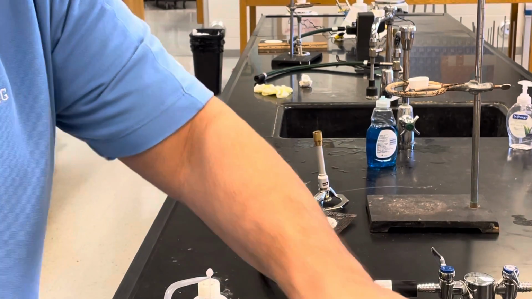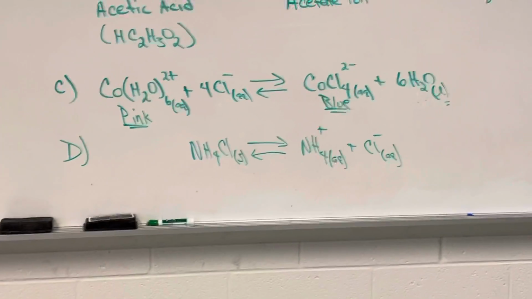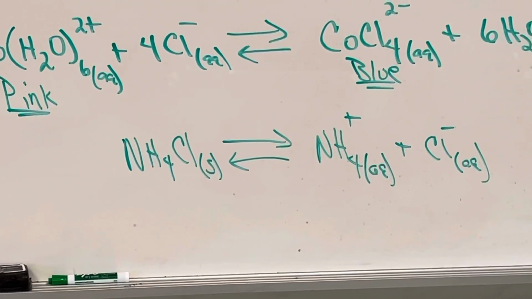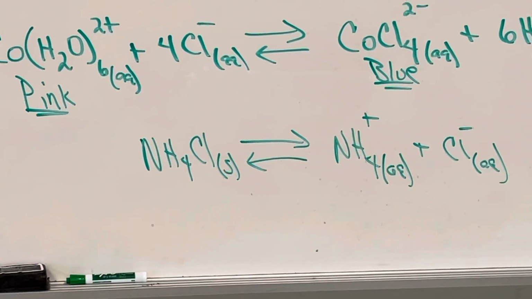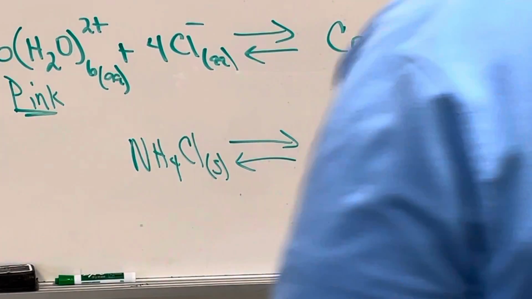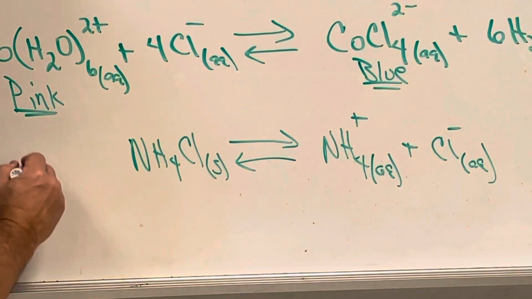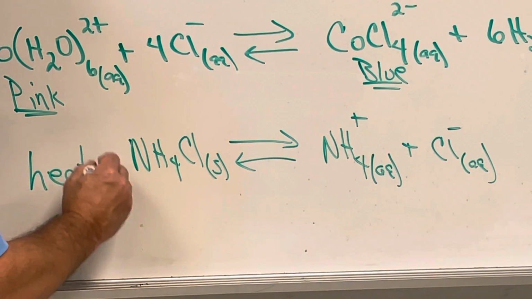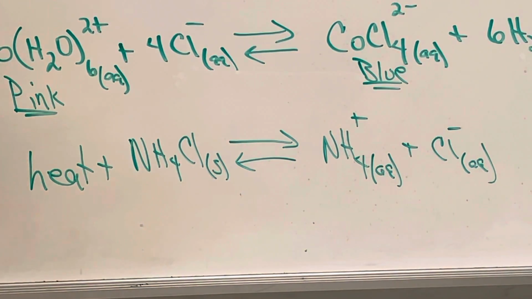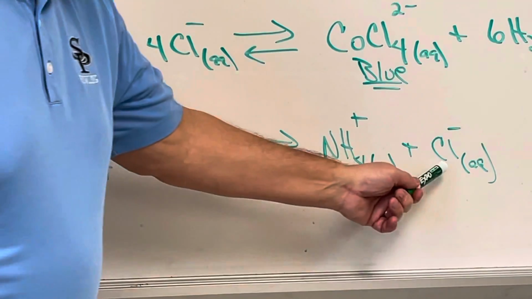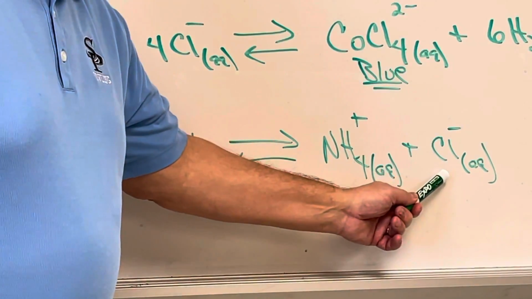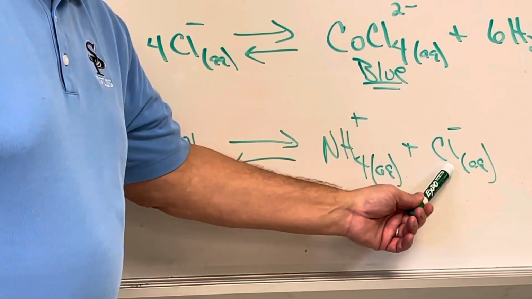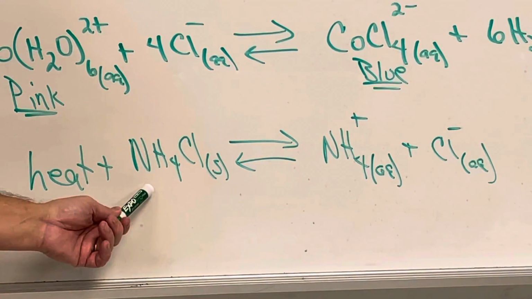Okay, so where would heat go then in our final equilibrium? If I'm looking at this equilibrium, if it's endothermic, where does heat go? Again, I hope you said it's going to go on the left side as a reactant. Heat's going to go here. So as I added in Cl minus, hydrochloric acid, that increased the Cl minus concentration, which caused the equilibrium to shift away from that, and we made more solid.